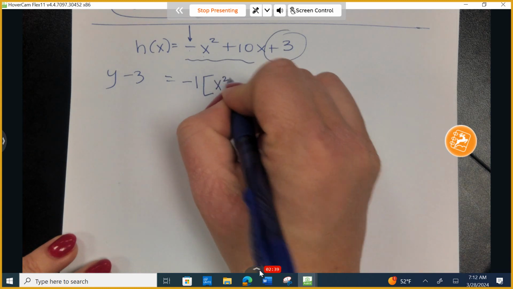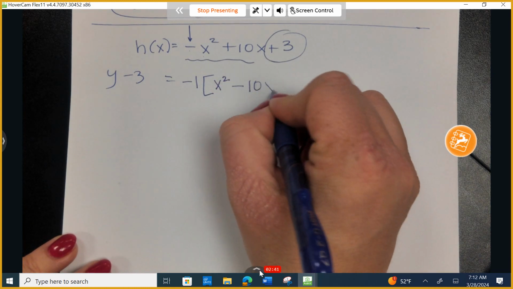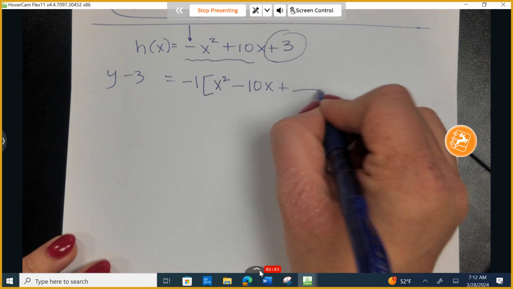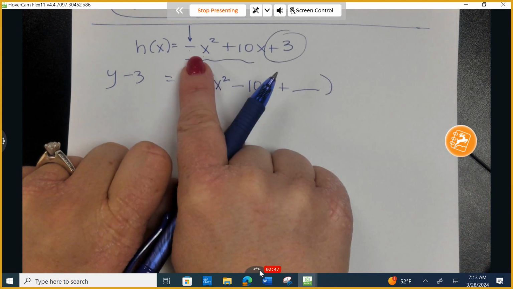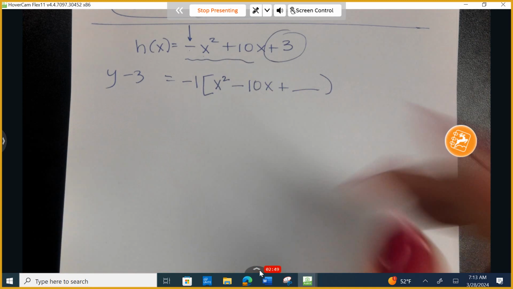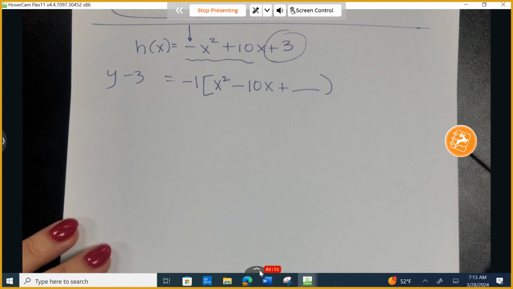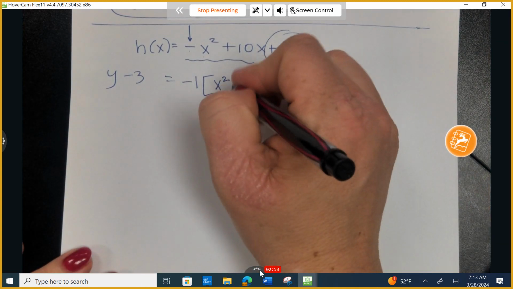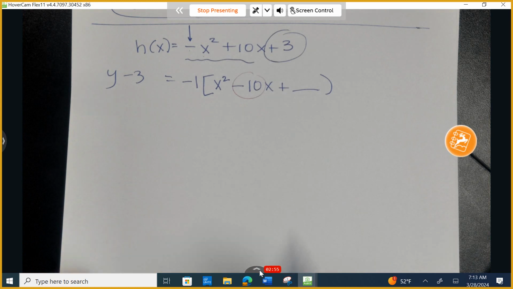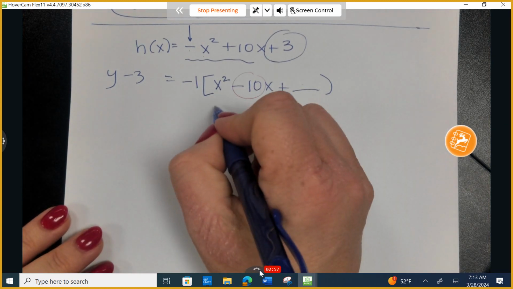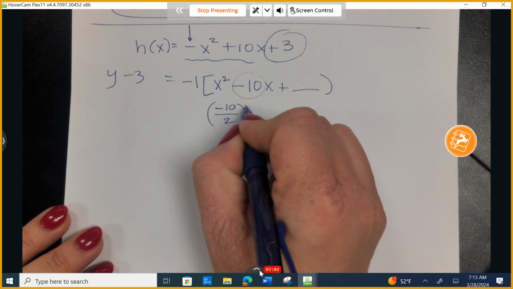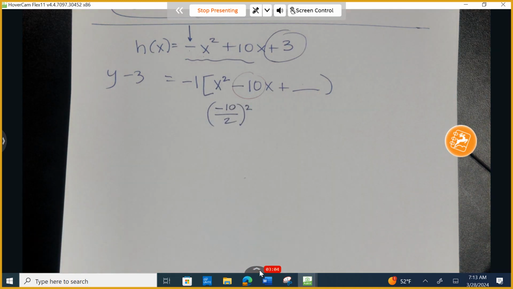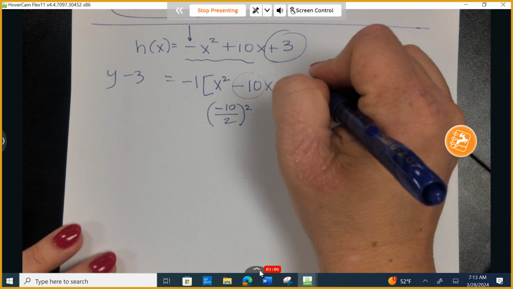So I have x squared minus 10x plus some value. Now, I need to make sure this works. Let's check real quick. That's negative x squared, that's a positive 10x, looks great. Now I'm only going to focus on the b value and the sign in front of it to figure out what value goes into this missing place. So I'm going to take -10 divided by 2 and square it. -10 divided by 2 is -5, and -5 squared is 25.